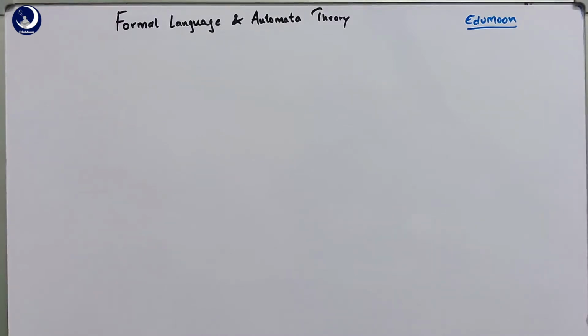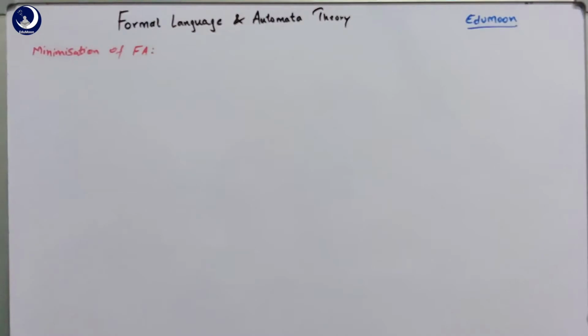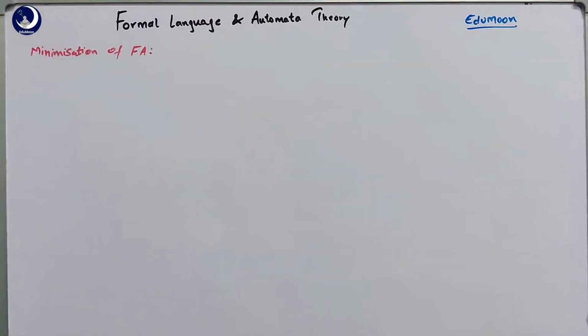In this video we shall discuss minimization of a finite automata, or else simply called simplification or reduction of a finite state machine. And in minimizing the finite automata there are two different ways. One of them is the partition method and the second one is the Myhill-Nerode theorem. The second one is very important, so we discuss minimizing using the Myhill-Nerode theorem.